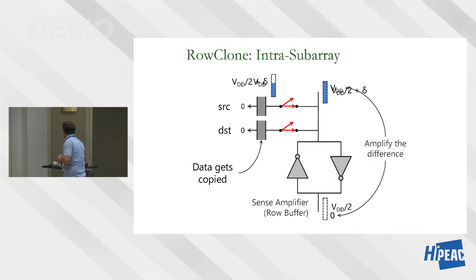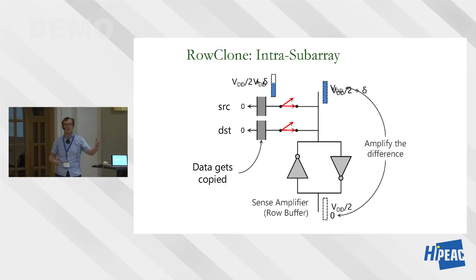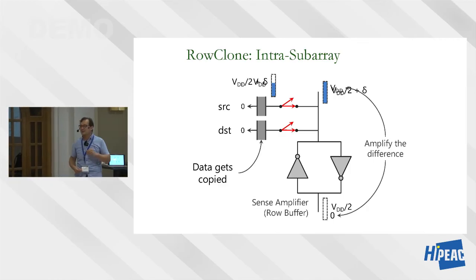Now if you activate the destination row at this point in time, by deactivating the source row, the destination row gets connected to the bit line that's already at VDD, and the bit line drives its charge, because charge flows from the higher voltage to the lower voltage, and the capacitor gets charged. Now you copied the source value to the destination value, and you can convince yourself that this happens the same way. If the source was 0, the destination will become 0 in the end.